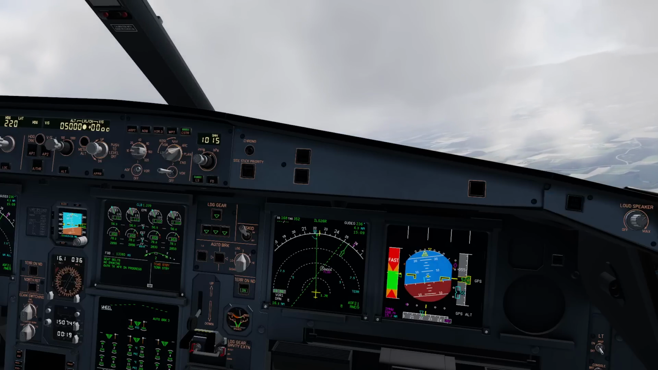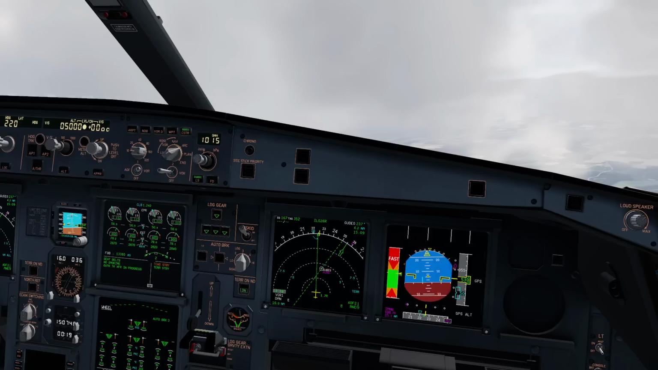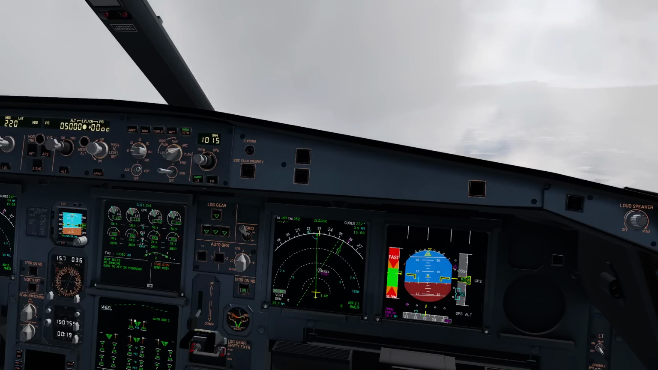Okay, gear down indications check, and we have just checked them. So, nose wheel steering not available, landing gear doors remain open. And that is indeed what we see down there. It might give you an ECAM message on that, or it might not.